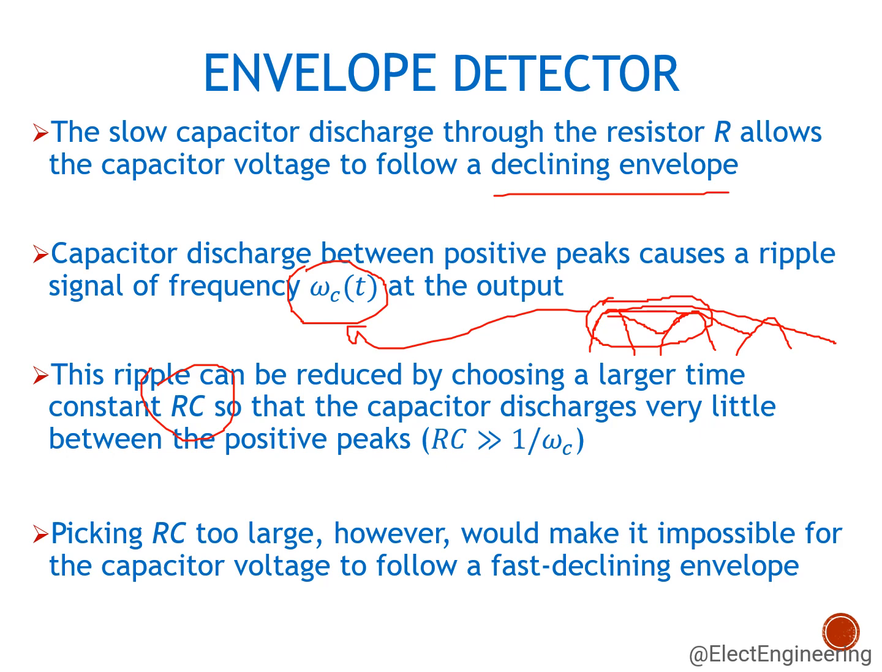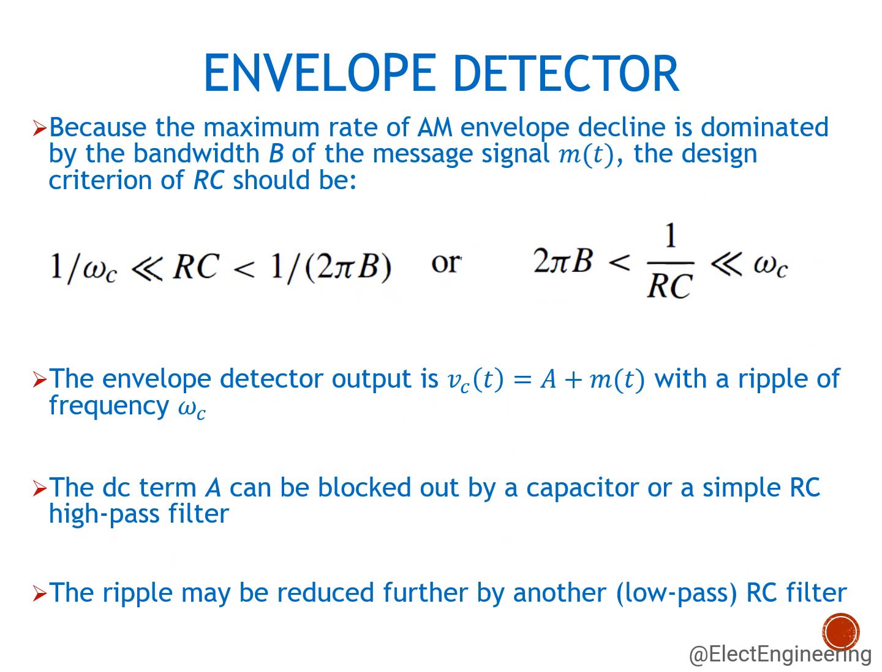carrier signal, right? So picking RC too large, however, would make it impossible for the capacitor voltage to follow a fast declining envelope. So it must follow this envelope, right? The maximum rate of AM envelope decline is dominated by the bandwidth. As I mentioned, the envelope of the AM signal depends upon the bandwidth of the message signal, how quickly the message signal varies, right? So the RC time constant should follow this criterion.